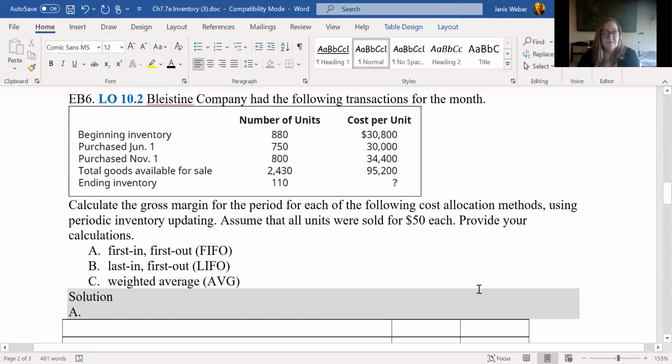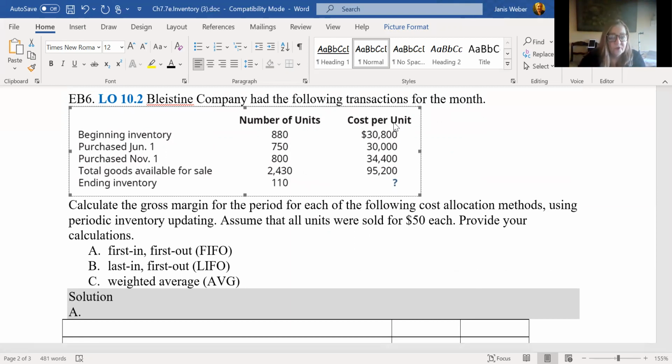Now the next one is EB6. They're showing you the companies. They have one little problem here. This is not per unit. This heading they have, cost per unit, should say total cost, because that 30,800 is for all of the units. So what they're doing is they're asking us to calculate the gross margin for the period for each of the following costs. Let's see if I can get this to X out. I don't think I can because it's a picture.